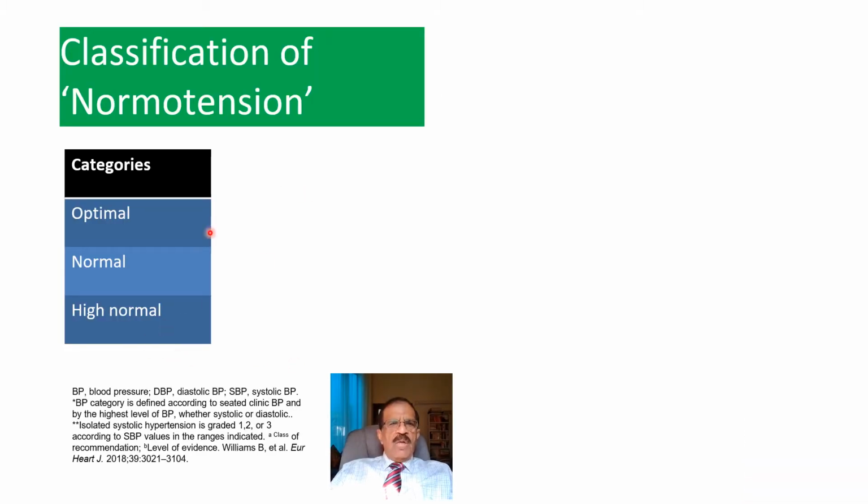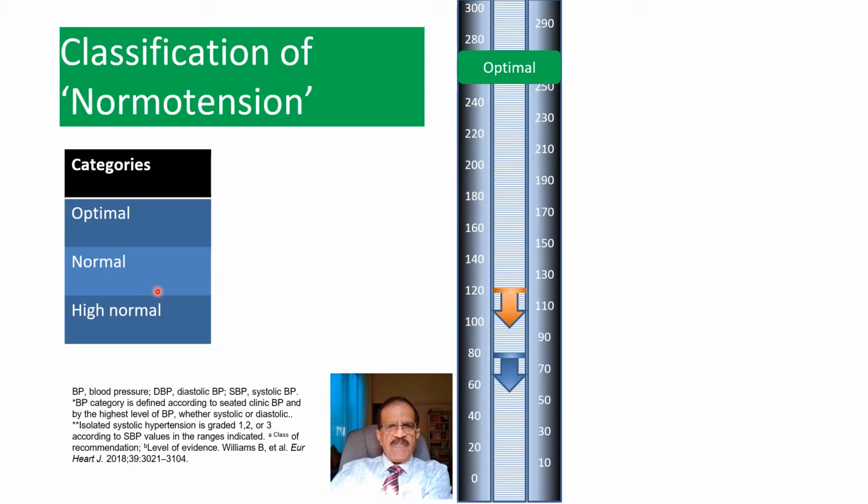Now, coming to the numbers, first classification of normal tension or normal blood pressure. Even in the normal, we have various categories. The optimal category is the best one. If you are in the optimal category, I think you are the best off. Then normal category, then the high normal. Now let me define these categories.